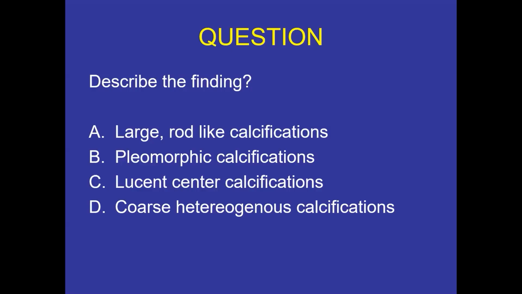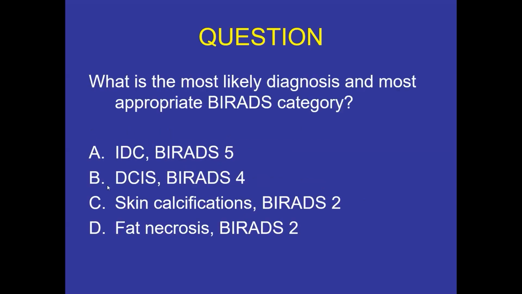Pleomorphic are more fine, okay? But both pleomorphic and coarse heterogeneous are concerning descriptors, right? Whereas large rod-like and lucent are benign descriptors. So this would be DCIS, which is a BI-RADS 4. Skin calcification would be those lucent center, and they would be a BI-RADS 2, okay?